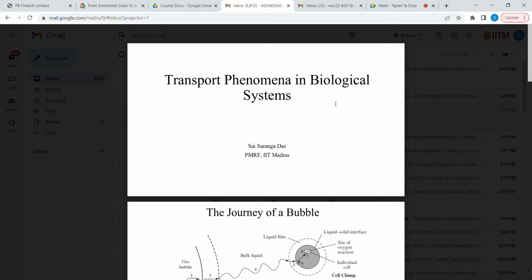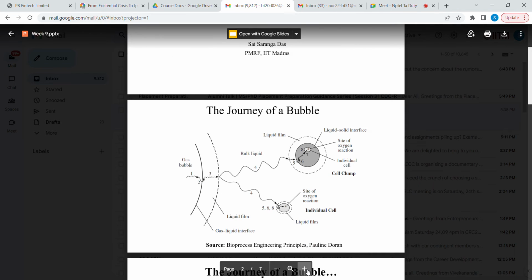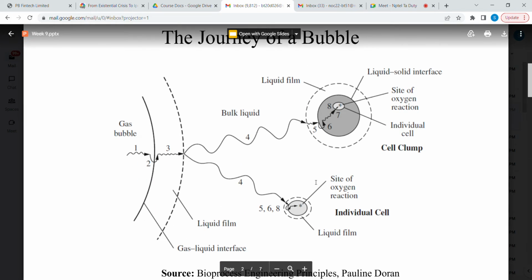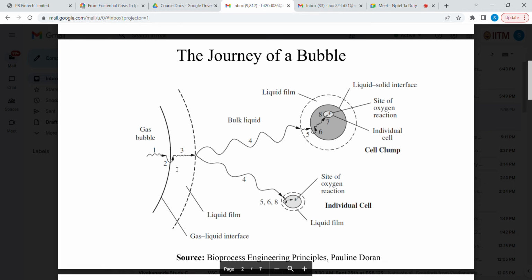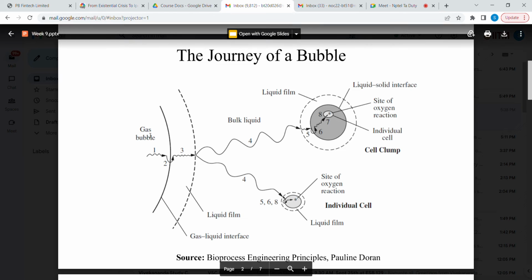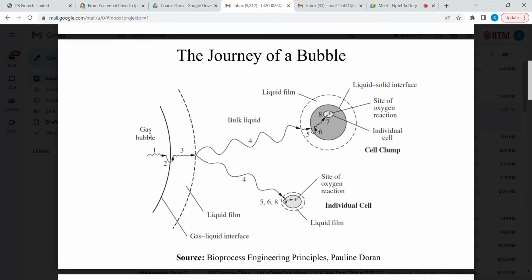Now, how does this oxygen from the air, or let's say an oxygen bubble, or oxygen in the air bubble, travel from the air bubble into the bulk liquid medium? So let's look at the journey of a gas bubble. Typically, it's a gas bubble, but it is typically an air bubble. So this is the interface of the gas bubble, and inside the gas bubble we have 21% of oxygen. This oxygen has to travel through the gas bubble, and there is a liquid film in it.